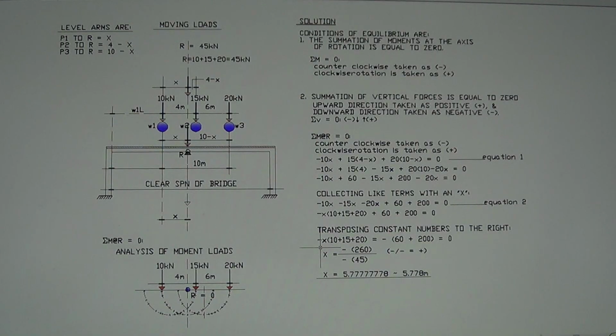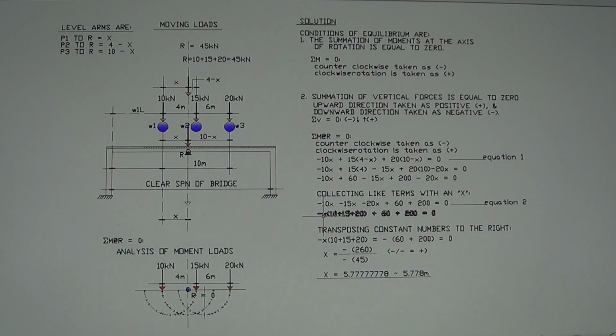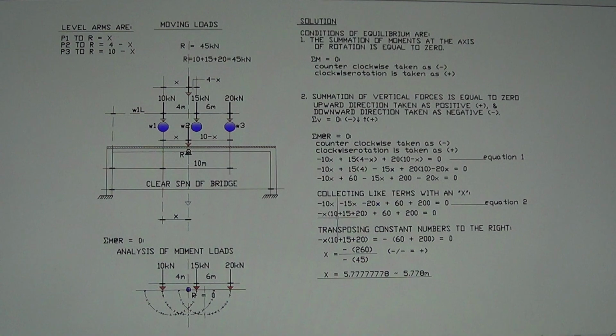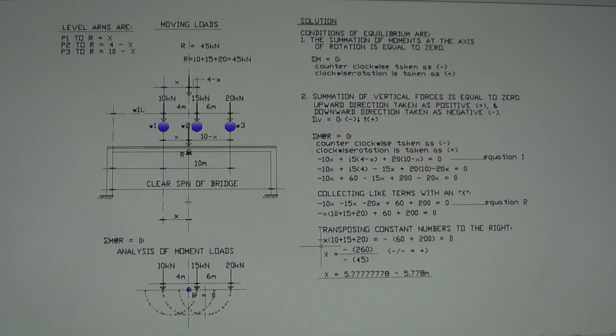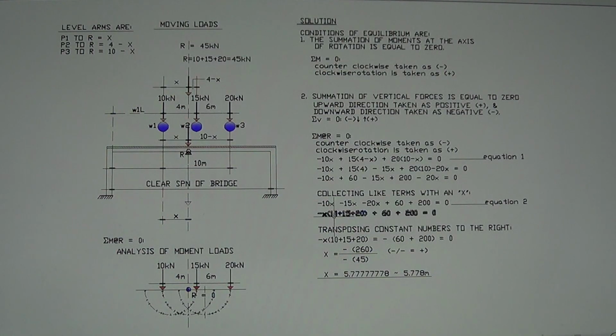Now here's the continuation. You factor the x out, so you have 10 plus 15 plus 20, plus 60 plus 200 is equal to 0. Here, factor the minus x outside of these three, and now x is equal to minus 260 over minus 45. Alright, so the sum of 10, 15 plus 20 is equal to 45, so right there.